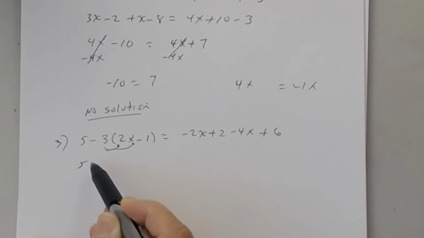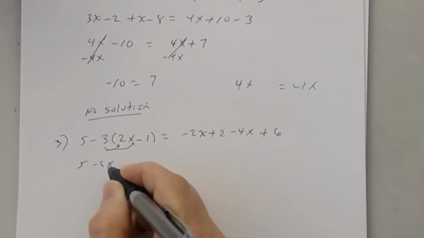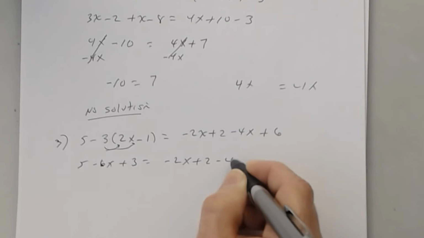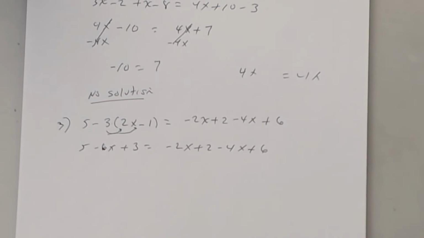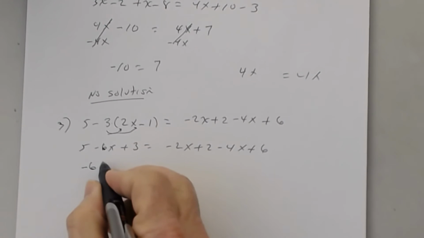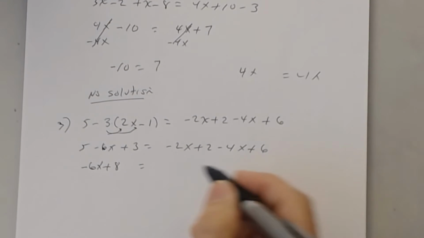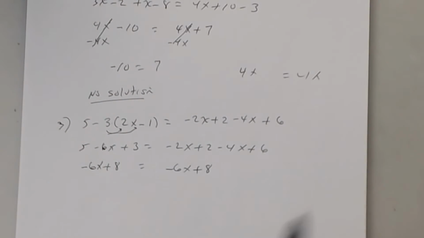So you get 5 minus 6x plus 3 equals, and I'm just going to rewrite the other side. Then what? Combine like terms. On the left side you get -6x plus 8, or you could have said 8 minus 6x. Doesn't matter. We tend to put the variable first. Equal on the other side, plus 8, right? Yes.